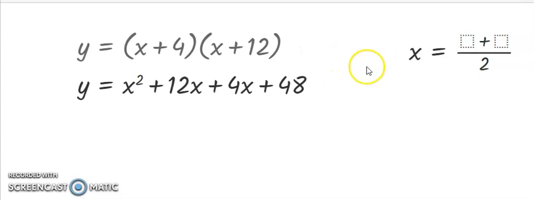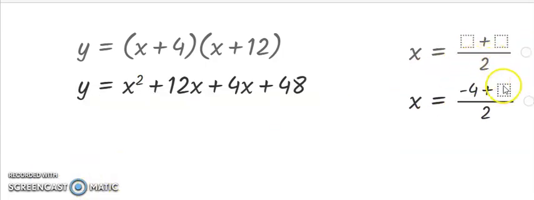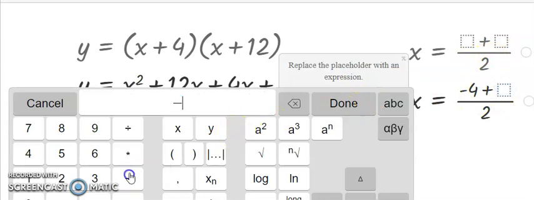The first thing you're supposed to do is find the vertex form. And so we do that by finding the zeros. This parabola is going to cross the x-axis at -4 and at -12. So over here we're going to put in -4 for the first number, since it's a zero, and we're going to put in -12 for the second number, since those values make 0.